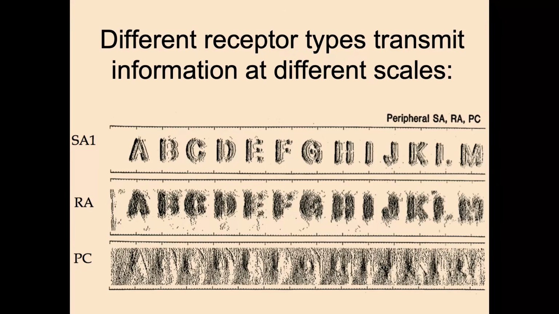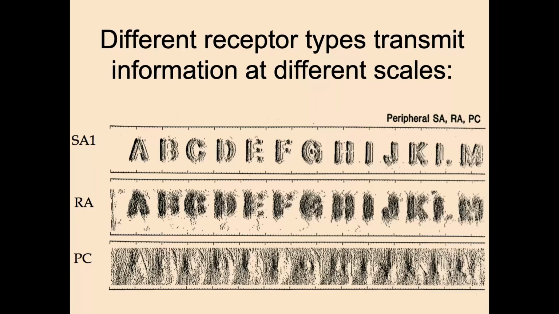This is a summary figure that shows the responses of the three main types of receptors. Remember how I told you that monkeys don't have the Ruffini receptor, at least as far as people know. So there are really three main types of receptors, SA1, RA, and PC. This is the response of those three types to the first few letters of the alphabet.